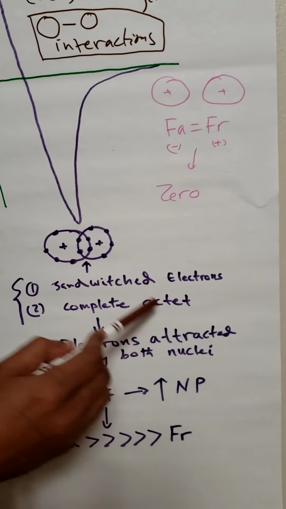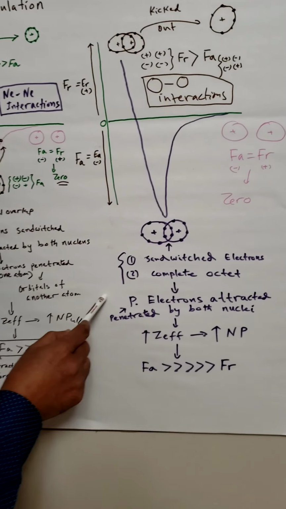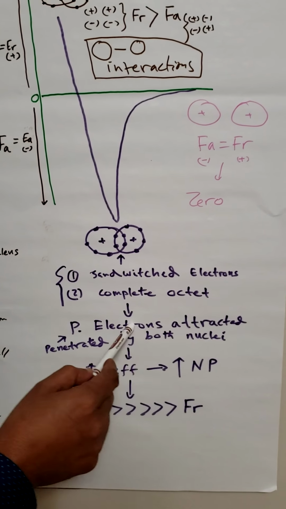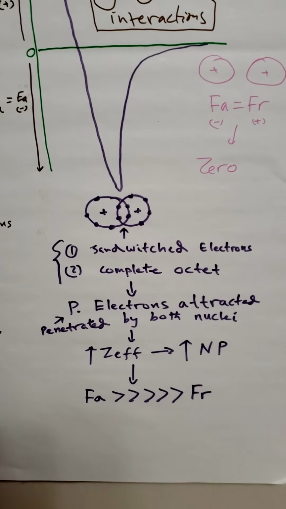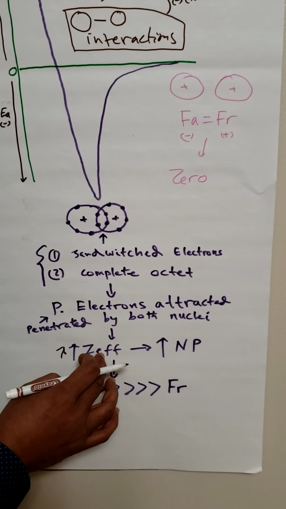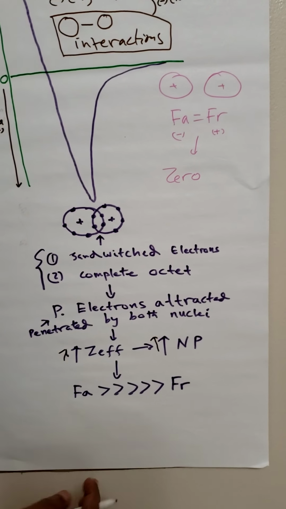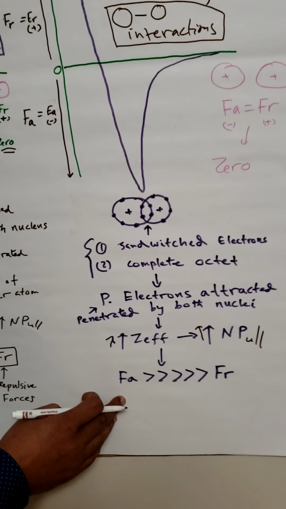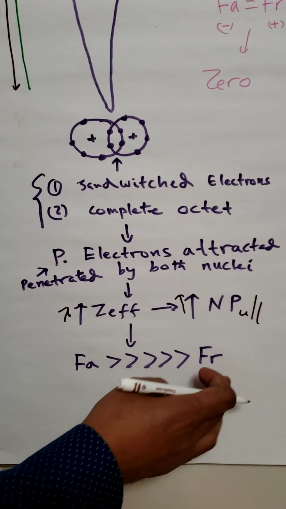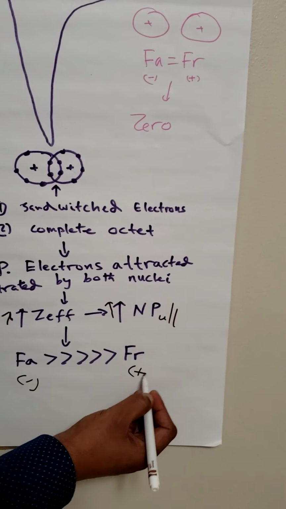When the atoms complete their octet, this gives them additional stability, right? So one way, you have penetrated electrons attracted by both nuclei, and this gives you a huge increase in Zeff, the effective nuclear charge, and also a huge increase in nuclear pull, right? Because of this, you have a huge amount of attractive forces that overpower your repulsive forces. That's why you have a negative value. Attractive forces are negative, repulsive forces are positive, right?